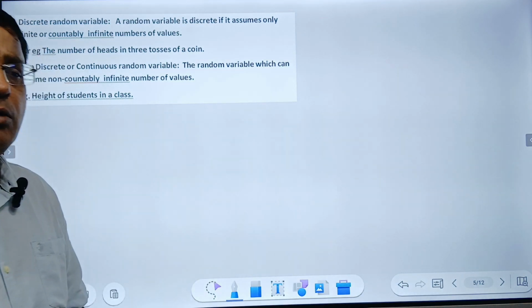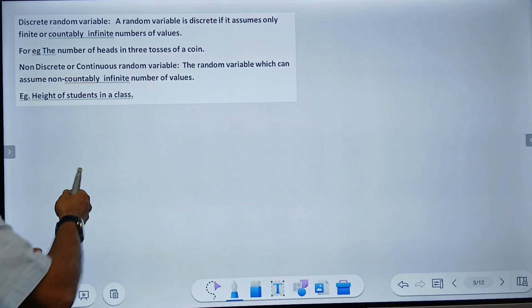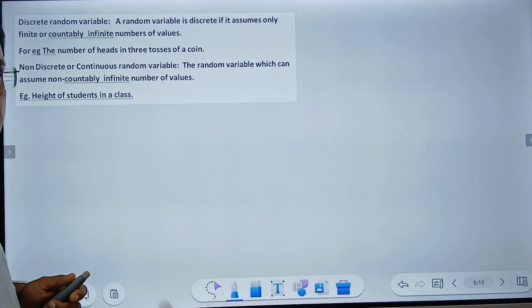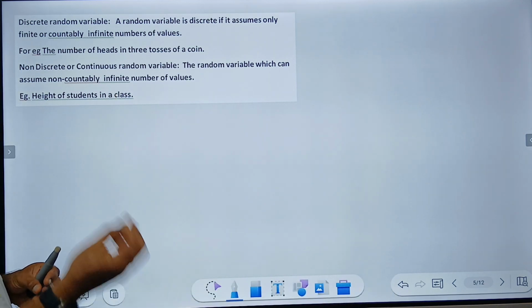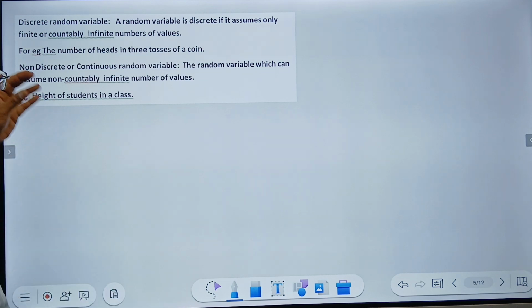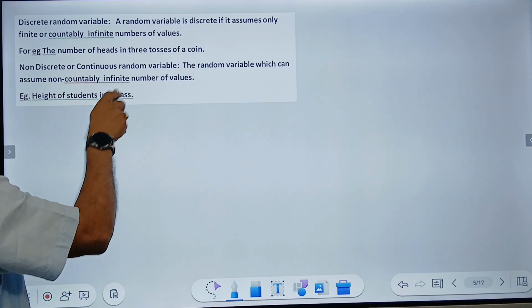For example, if you talk about the height of a student in a class, it is not easy to say this is first, that is second. You never know. So the height of a student in a class is a simple example of a continuous random variable. But we are not going to come to this. We will come to this a little later.